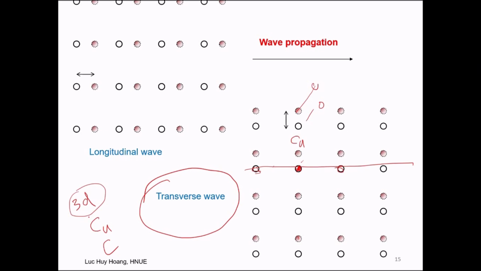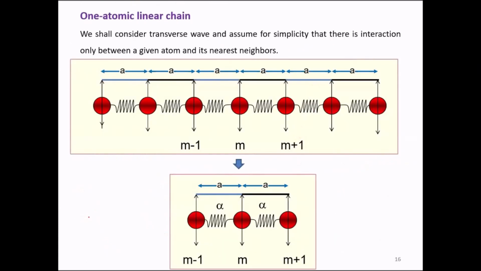If the 3D system has identical atoms, as you studied in the first chapter, there are a lot of crystals that contain only one kind of atom. Okay, so now we go back to our problem. Now we consider one atomic linear chain, so only one kind of atom arranged in a linear chain.